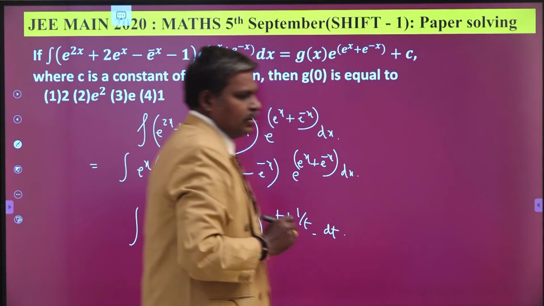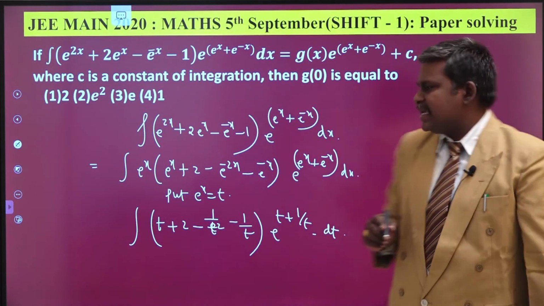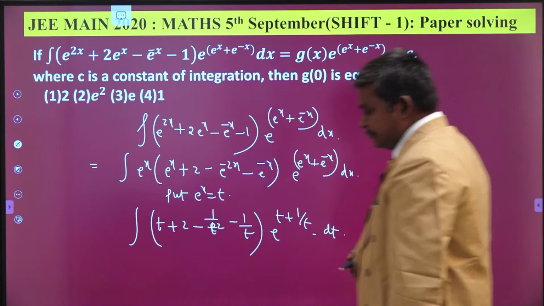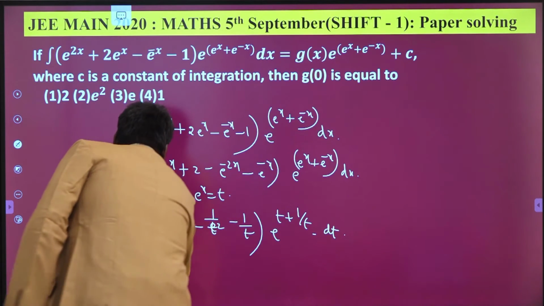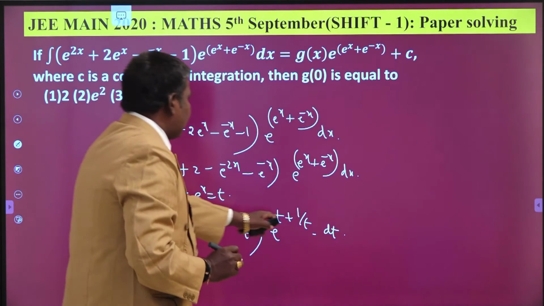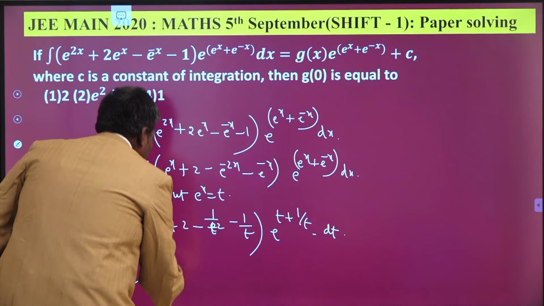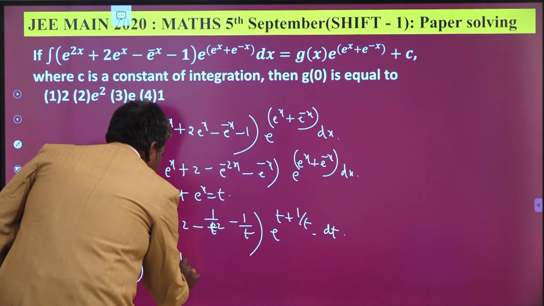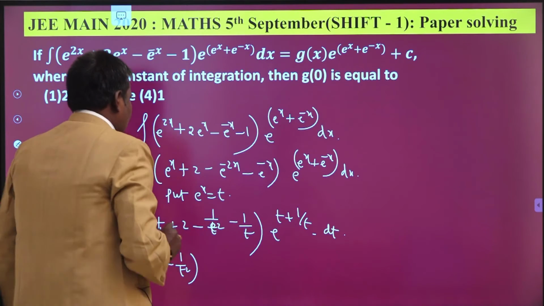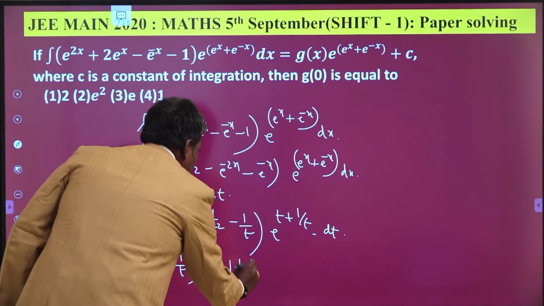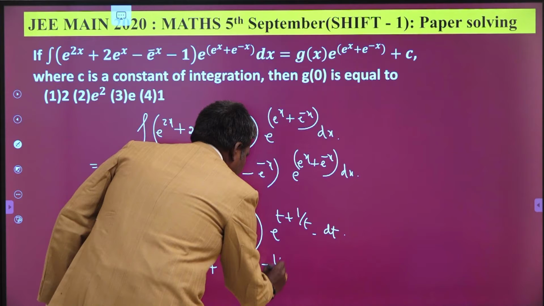Am I correct or not? So I am taking e power x as t. So in this manner we obtain the value. This can be written as integral. What is the derivative of t plus 1 by t? 1 minus 1 by t square. So I am writing 2 as 1 plus 1. 1 minus 1 by t square is taken as one term, plus the remaining thing is 1 plus t minus 1 by t.